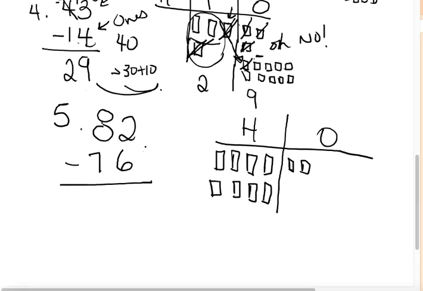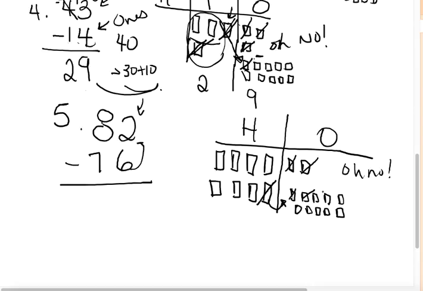So I need to take away. So I start with my ones. I need to take away 6 from the 2. So again, I say, oh no, I can't do it. So I take one of these 10s and I convert it over to 10 individuals. Now I take away my 6. 1, 2, 3, 4, 5, 6. And I see what's remaining.